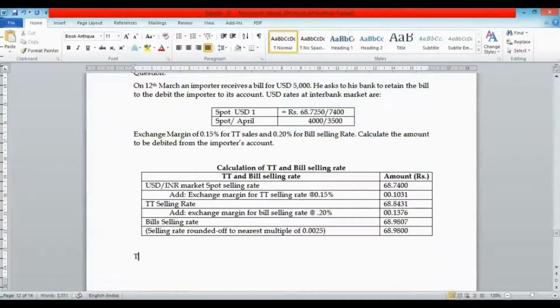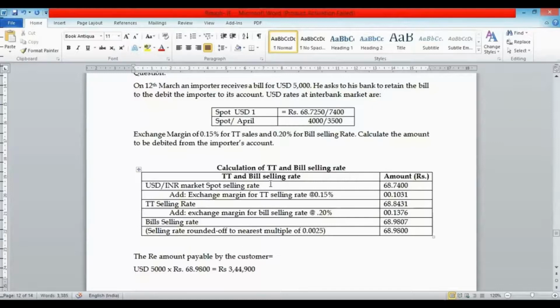The rupee amount payable by the customer. How much USD? USD was 5,000. USD 5,000 multiplied by rupees 68.9800. If you multiply this figure, it will come to 3,44,900. This is the whole solution that we did with respect to TT and bill selling both.